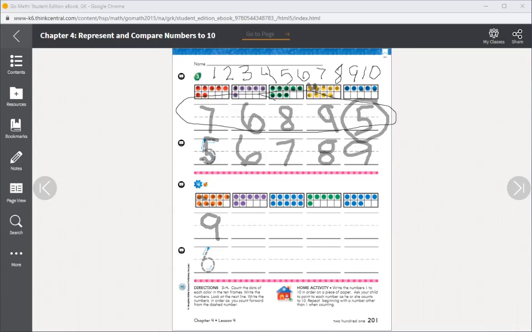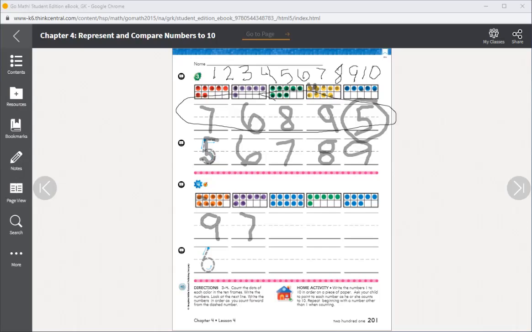Now we're going to count the purple ones. Touch them as you count them. 1, 2, 3, 4, 5, 6, 7. 7. I'm not going to count any more because there's no more. I'm only counting what's inside the 10 frame.